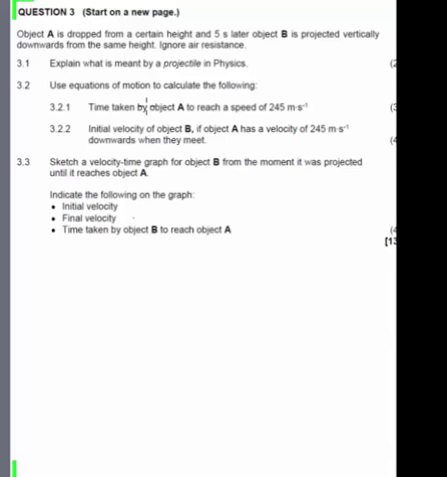The next question here, use equations of motion to calculate the following: the time taken by object A to reach a speed of 245 meters per second. So this is going to be my final velocity. My initial velocity, if it's dropped, is equal to 0 meters per second. If I want to calculate time taken, they've actually given me a clue in the first question by telling me that gravity is the only force acting on it. Therefore, my acceleration will be 9.8 meters per second squared.